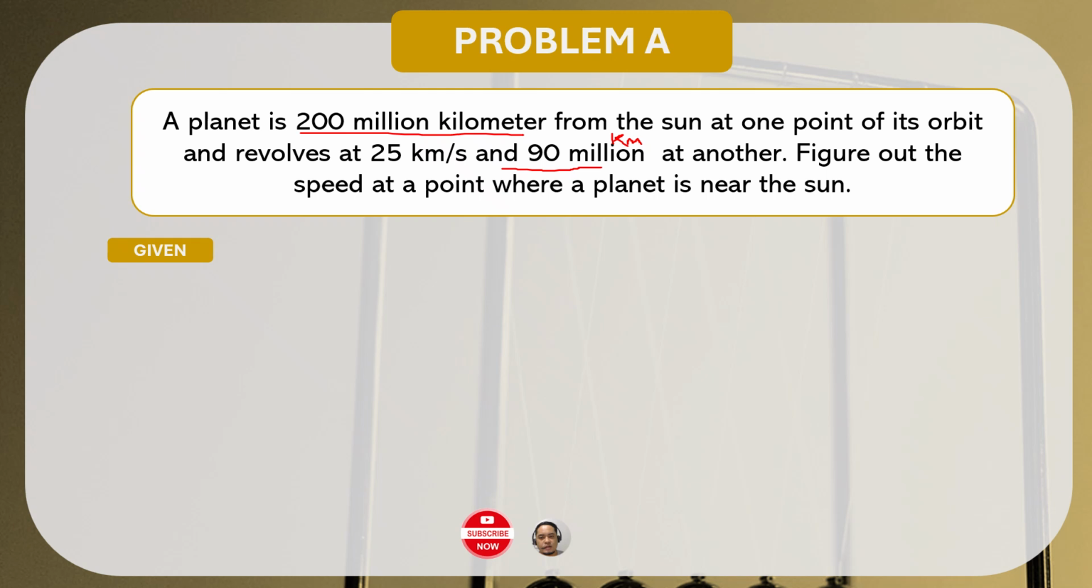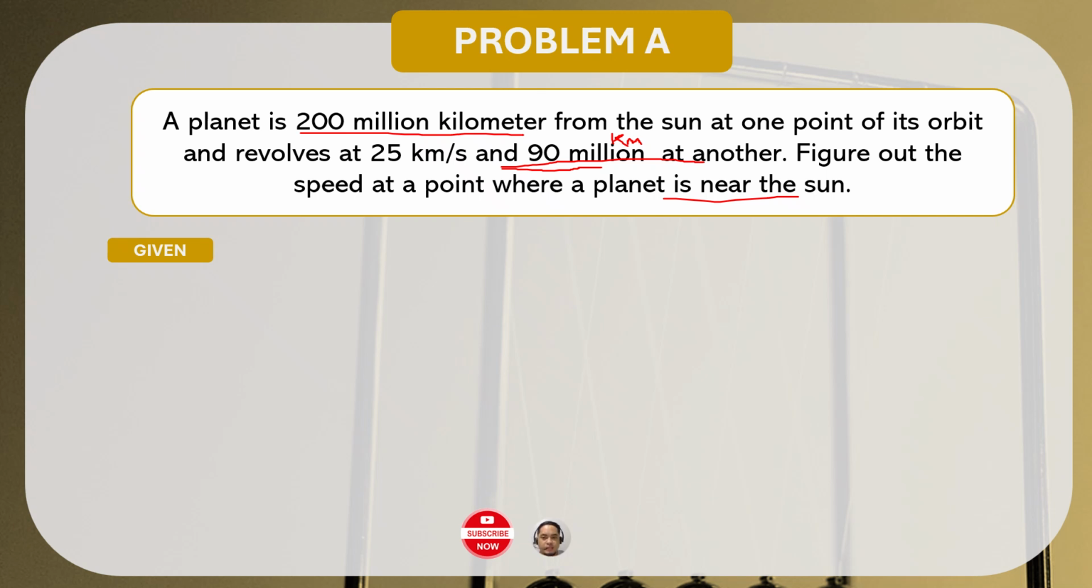So this is our aphelion for sure, and we have a 90 million kilometer distance from the sun. That's our perihelion, so the planet will move faster at this point or position. Let's figure out the speed where a planet is near the sun. So probably it's 90 million kilometers. This is closer to the sun compared to 200 million kilometers.